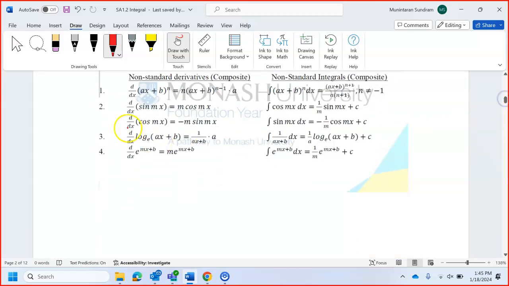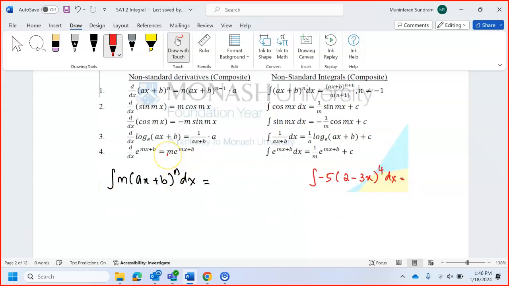Next, I will write it here. If you're integrating m times ax plus b, power to the n. M is the coefficient, just for you to know what we are talking about. Example, you may have, for example, the integral of -5 times 2 minus 3x, power to the 4.